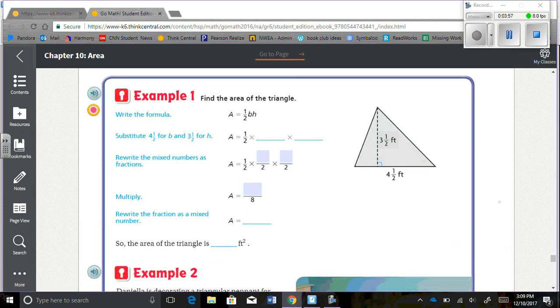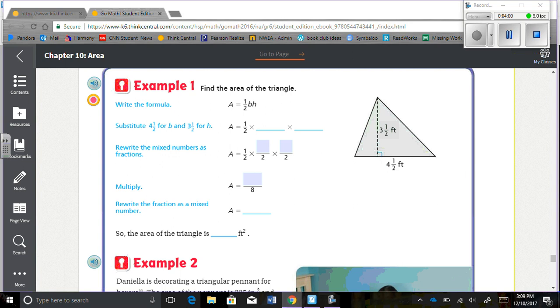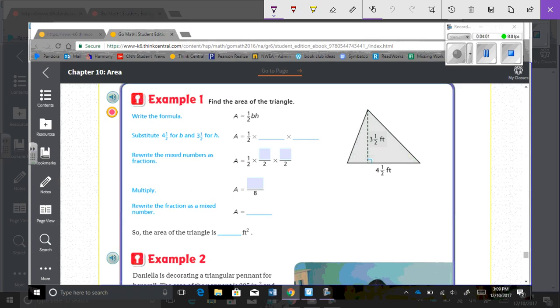All right, looking down at example 1, find the area of the triangle. We're going to follow the same steps that we did before. So we're going to write the formula, which they have already written for us, but if they had not, you would need to write that. And then we're going to substitute what we know. So we know the base is 4 1/2, so we're going to substitute that. And we know the height is 3 1/2, so we're going to substitute that as well. We're going to write the mixed numbers as improper fractions. So we're going to take 4 times 2, which is 8, plus 1 is 9. So we have 9 halves.